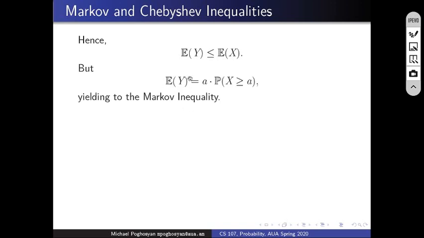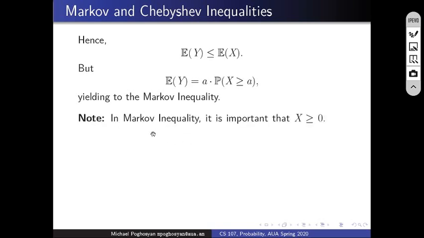And the expected value of Y is easy to calculate. Y is taking only two values, 0 and A. A is when X is larger or equal than A. So A times the probability that it is taking the value A. This is in the case when X is larger or equal than A, and 0 otherwise. So I am not writing that 0 times the probability that X is less than A. So this is the probability. If you will plug this here and divide by A, you will get exactly the Markov's inequality.